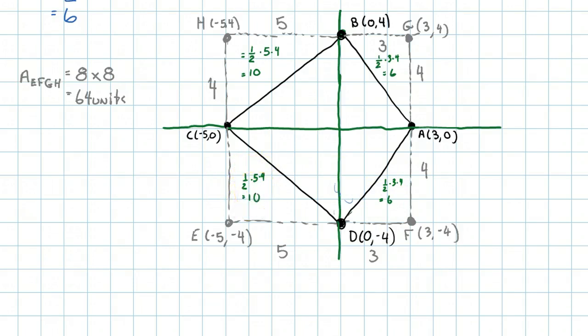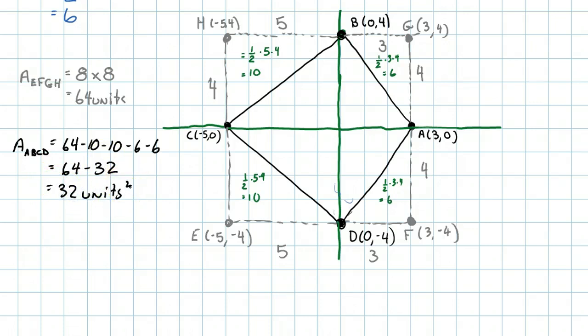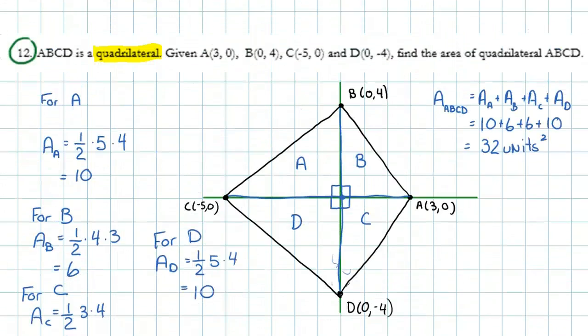So therefore, now what we can say is the area of A, B, C, D is 64 minus 10 minus 10 minus 6 minus 6, which is 64 minus 32, which is equal to 32 units squared. And sure enough, same answer.